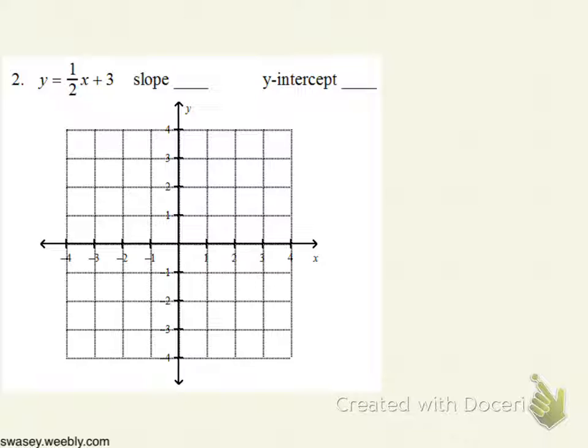Again, slope-intercept form y equals mx plus b, so our m, our slope, is 1/2. Y-intercept's 3, so plot a point at 3, go up 1, to the right 2. You can also go down 1, to the left 2. And then we'll connect those, and we'll have our line.